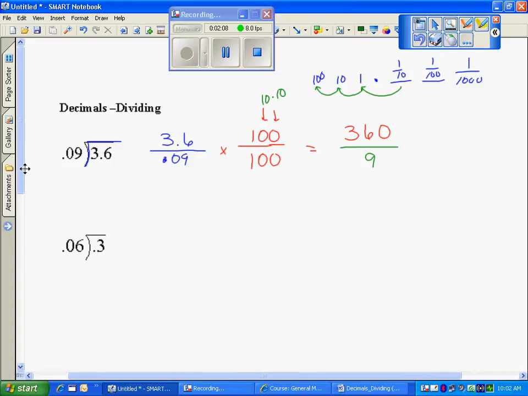So I'm just going to convert this problem. I'm going to multiply each of these by 100 to shift my decimal. So I'm really going to have 9 divided by 360. And I know that 40 times 9 is 360, so 40 therefore is my answer.